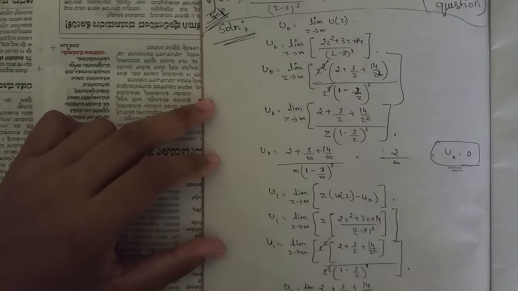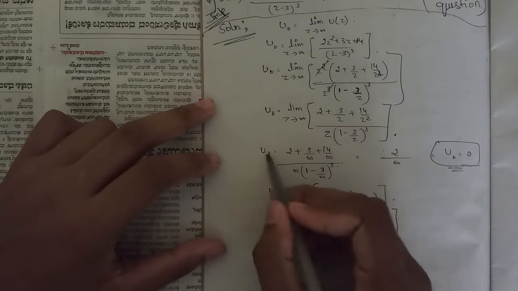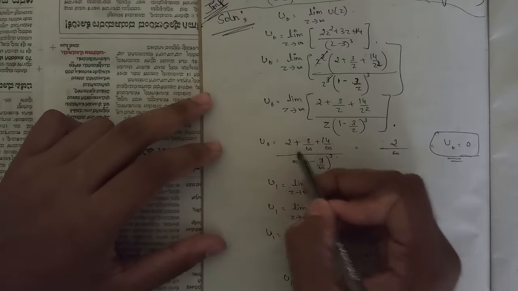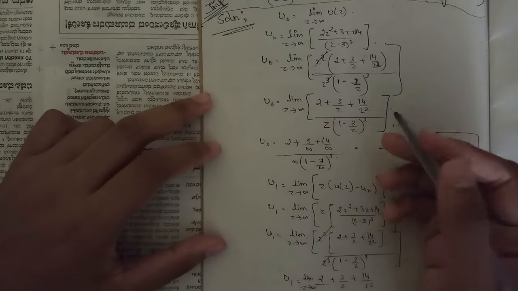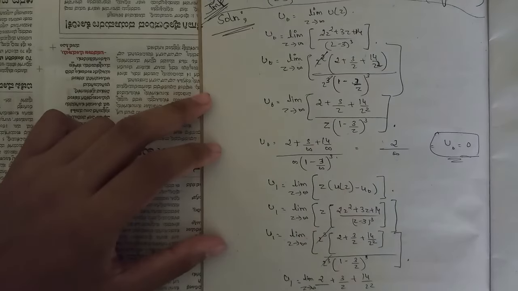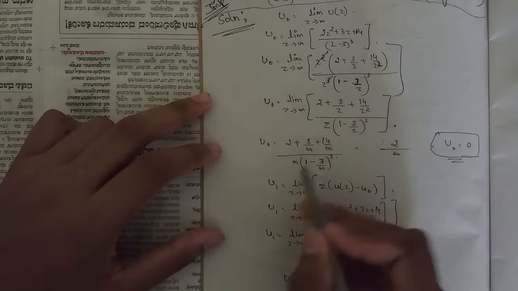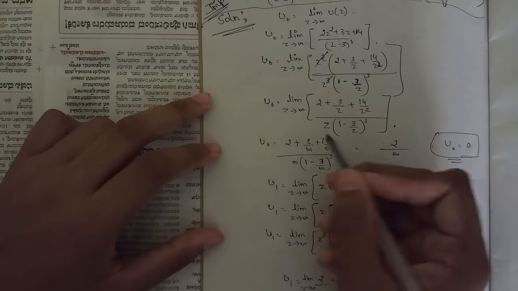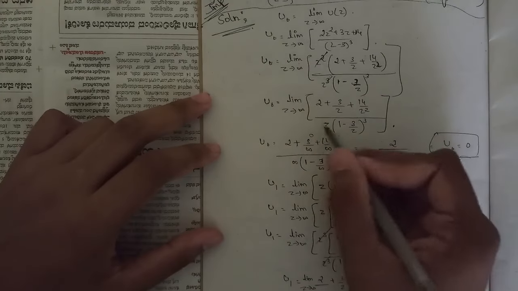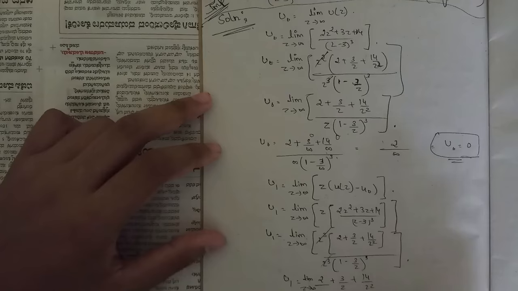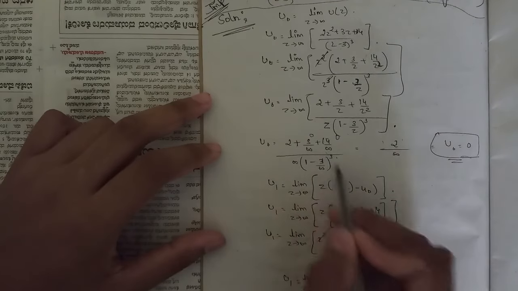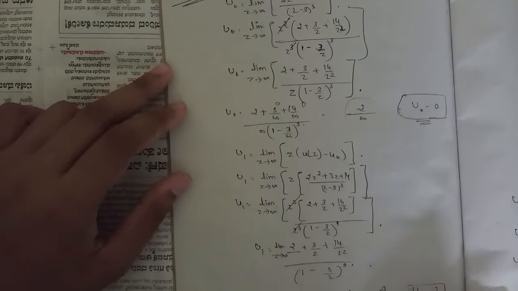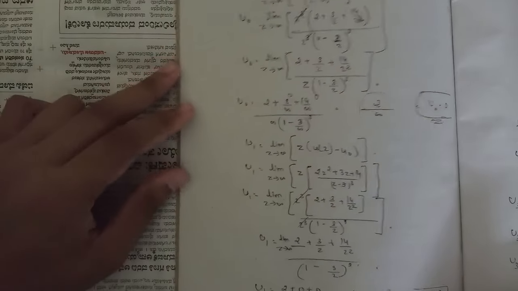After that, take the limit out and substitute z tends to infinity. Wherever there is z, substitute infinity. That is 2 plus 3 by infinity plus 14 by infinity square, divided by infinity into 1 minus 3 by infinity the whole cube. Anything divided by infinity is 0, right? So the numerator becomes 2, and 2 divided by infinity times anything is again 0. So the final u0 we got here is 0.